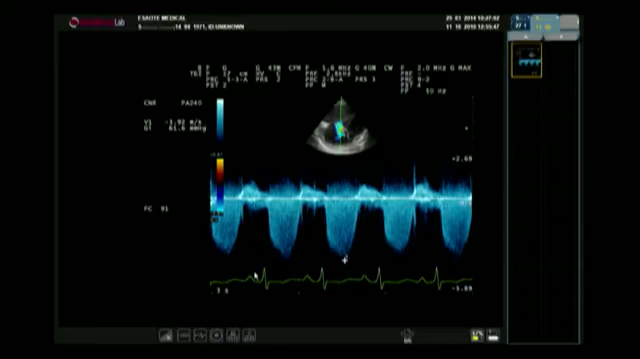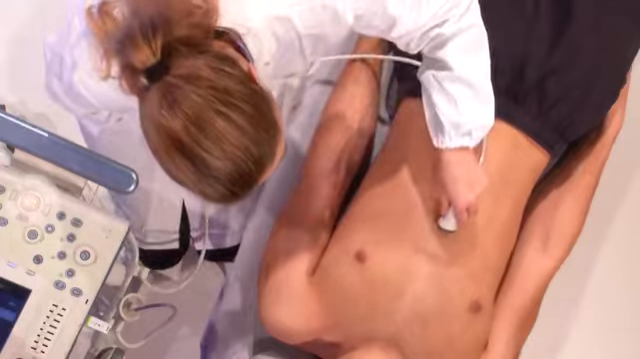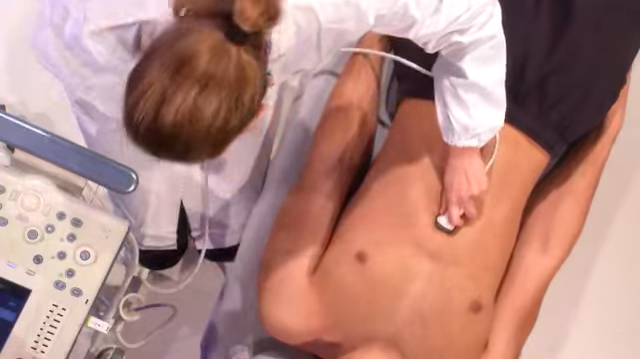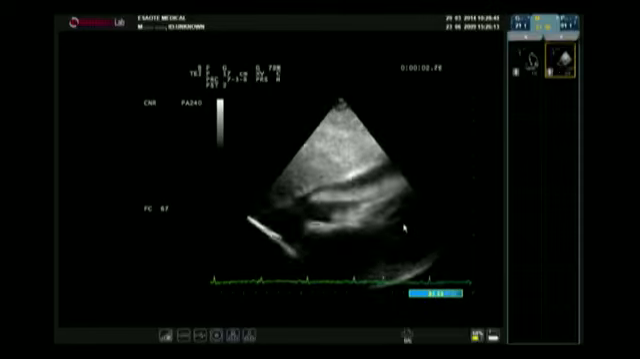And of course, it's very important to assess pulmonary artery systolic pressure by continuous wave Doppler on the maximal velocity of the tricuspid regurgitation. Then you should have your patient in the supine position and scan from the subcostal view, like this, and check for pericardial effusion.